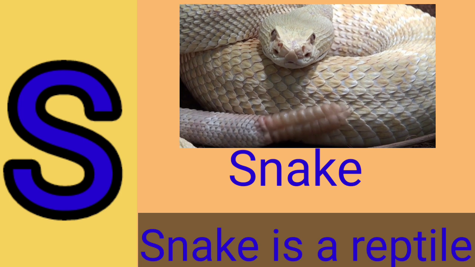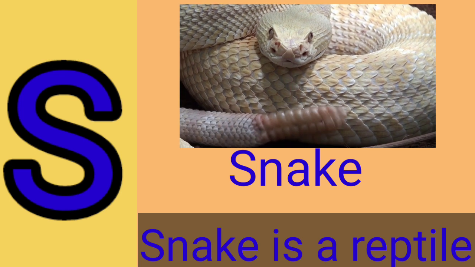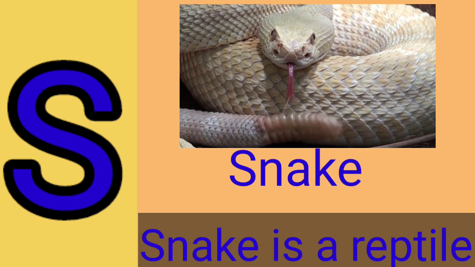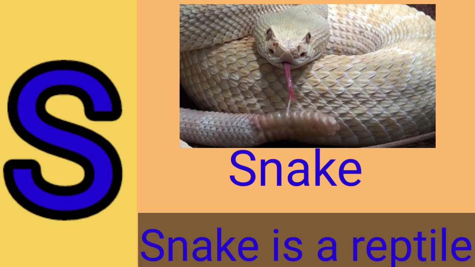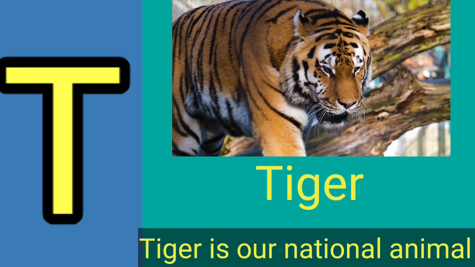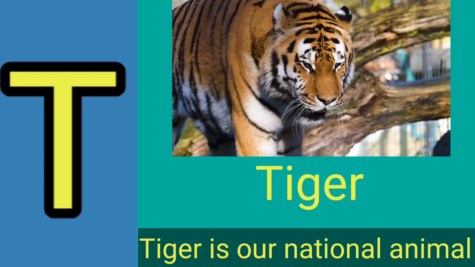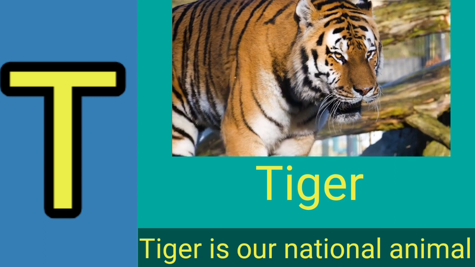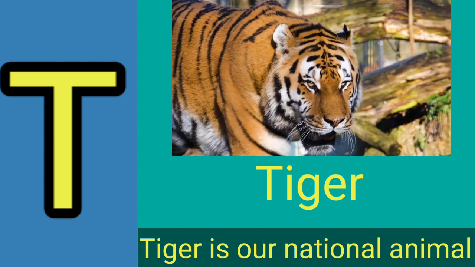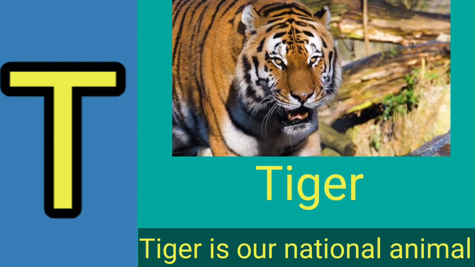S for snake. S, N, A, K, E. Snake. Snake is a reptile. T for tiger. T, I, G, E, R. Tiger. Tiger is our national animal.